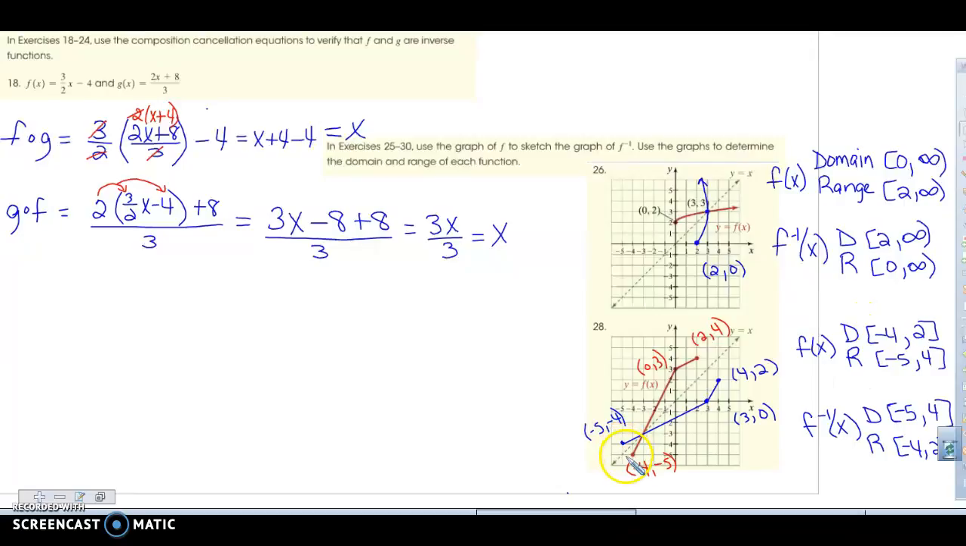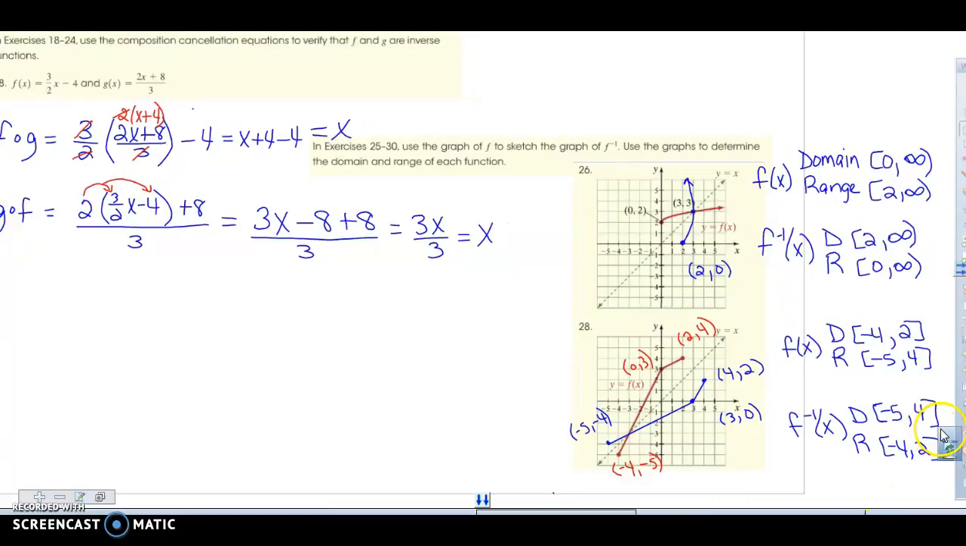So looking at the red graph from left to right, it starts at an x value of negative 4 and stops at an x value of 2. The range from bottom to top begins at a y value of negative 5 and stops at a y value of 4. So this is the domain and range of the function f. To identify its inverse's domain and range, all we have to do is switch those values around. We'll make the domain of this the range of the inverse. Make the range of this the domain of the inverse.